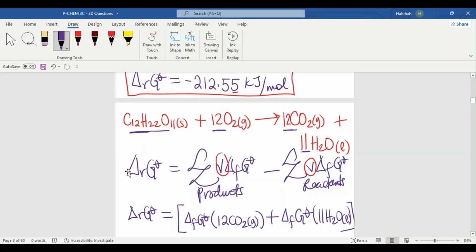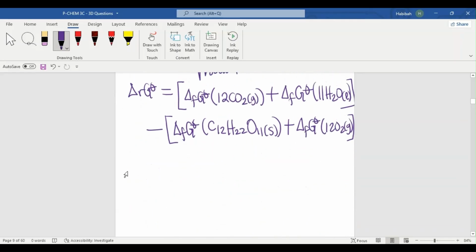Even though we have properly organized this, we still have to do further organization because we have the coefficients present. So we have to rewrite this to look like this. We're going to bring out the 12 here, so it's going to be 12 times the Gibbs energy of formation for CO2. The reason is that we cannot have the Gibbs energy of formation for 12 CO2. That does not exist. We can only have the Gibbs energy of formation for a compound, not the coefficient times the compound. So we have to bring out the coefficient, in this case 12, and rearrange it that way before we can start to solve.